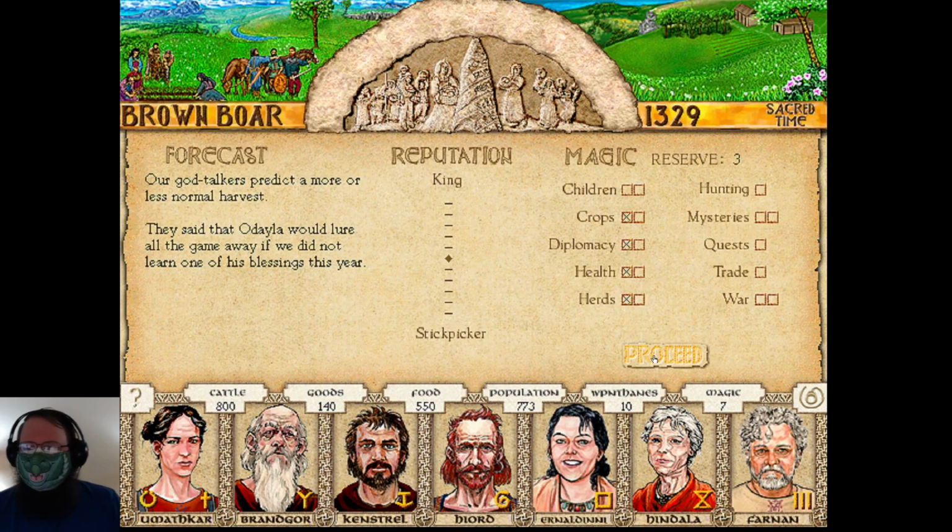Was my chair right the first time? No. I need to turn the chair more. Goodness gracious. Proceed.